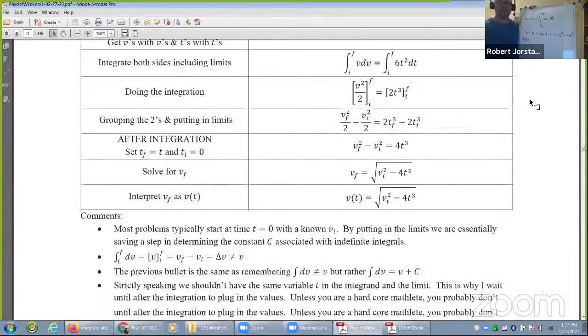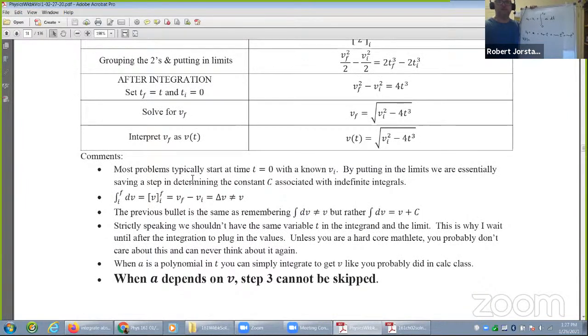Okay, so here are some things. Most problems typically start at t equals 0, and v initial is not necessarily 0. So this term here that came from the definite integrals will not necessarily pop out. But this saves us the time of figuring out that constant c. Remember that the integral of dv is not v, it's delta v. It's a change in velocity. Okay. And this is basically the same thing as you either say it's delta V or V plus a constant. Now you might be saying, well, isn't the constant always V initial?